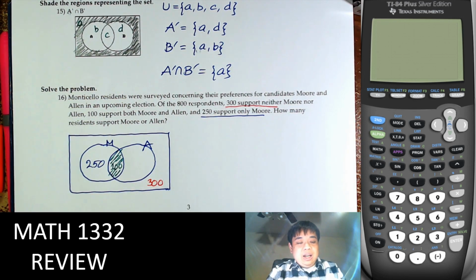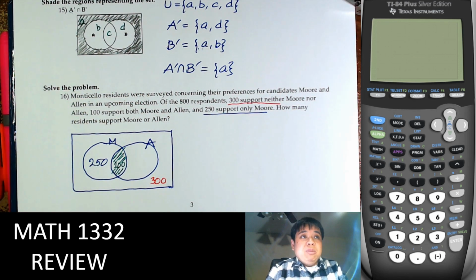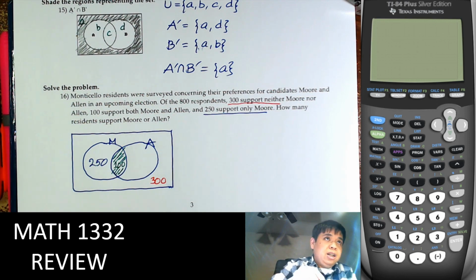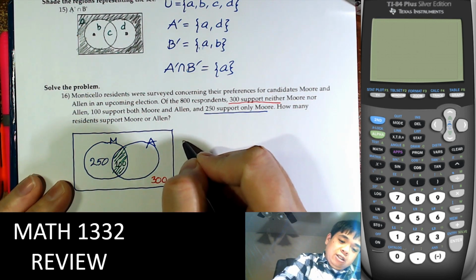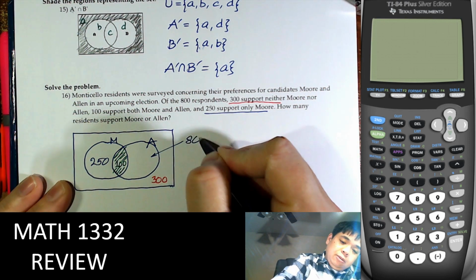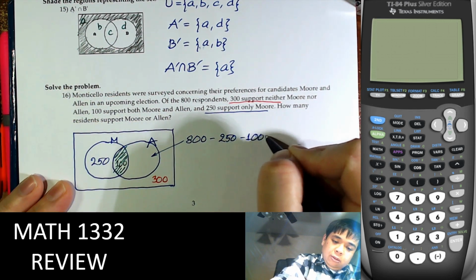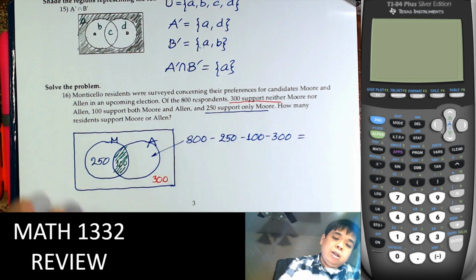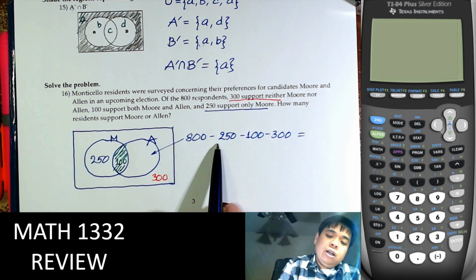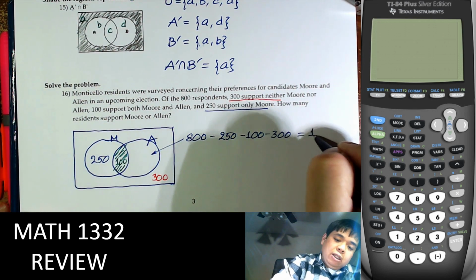And with that we can find the number that only support Allen. So we subtract that from 800. So in that case, 400, 650, so that's 150.